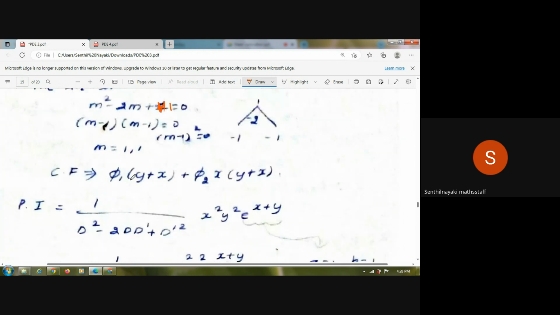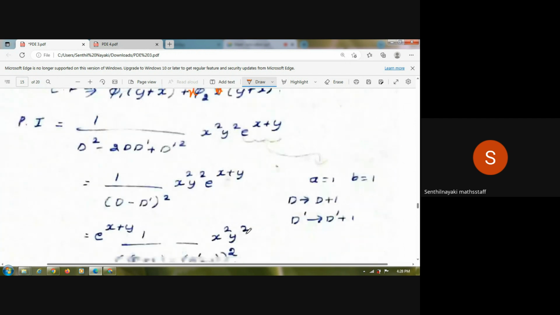So the complementary function is phi 1 of (y plus x) plus phi 2 of (y plus x) into x, because this is a repeated root. So we have to use x. Next PI. So 1 by (D square minus 2DD' plus D' square) into x square y square plus e power x plus y.